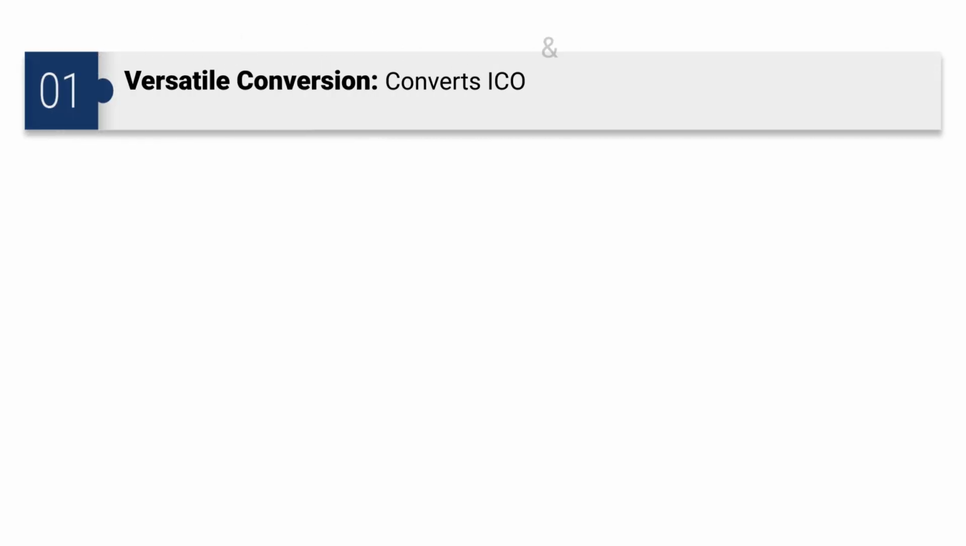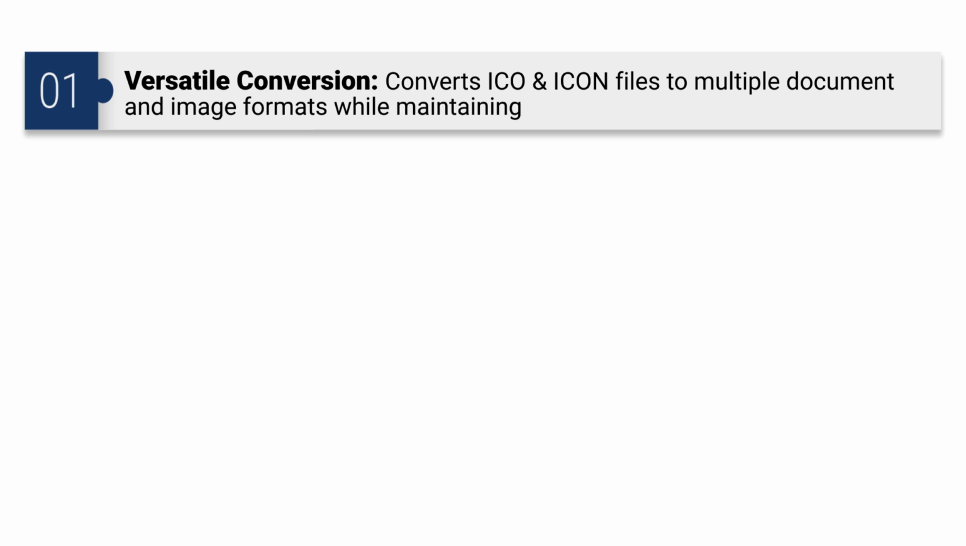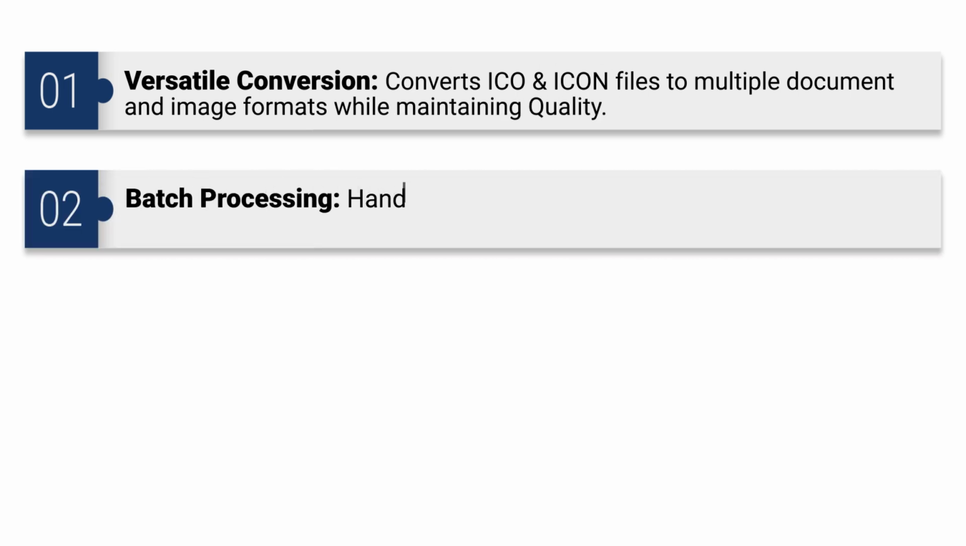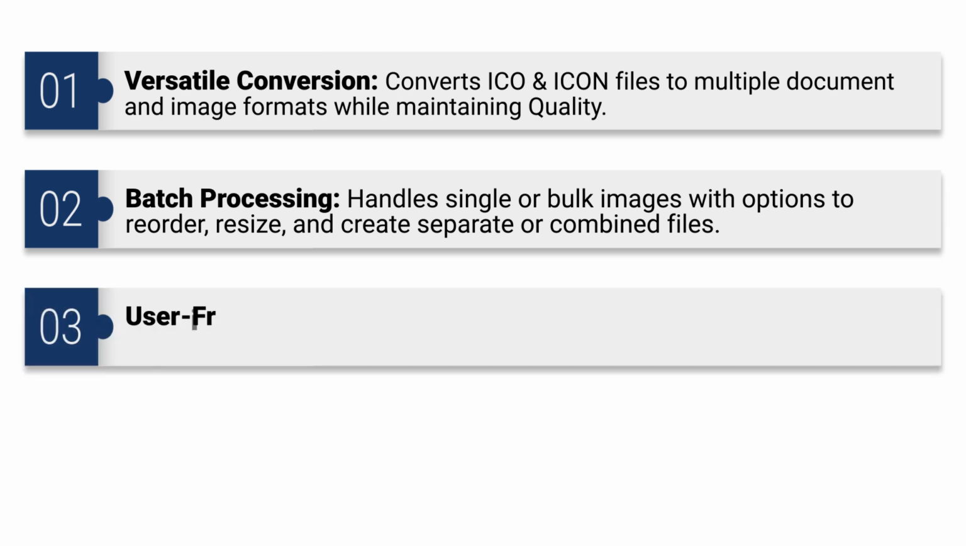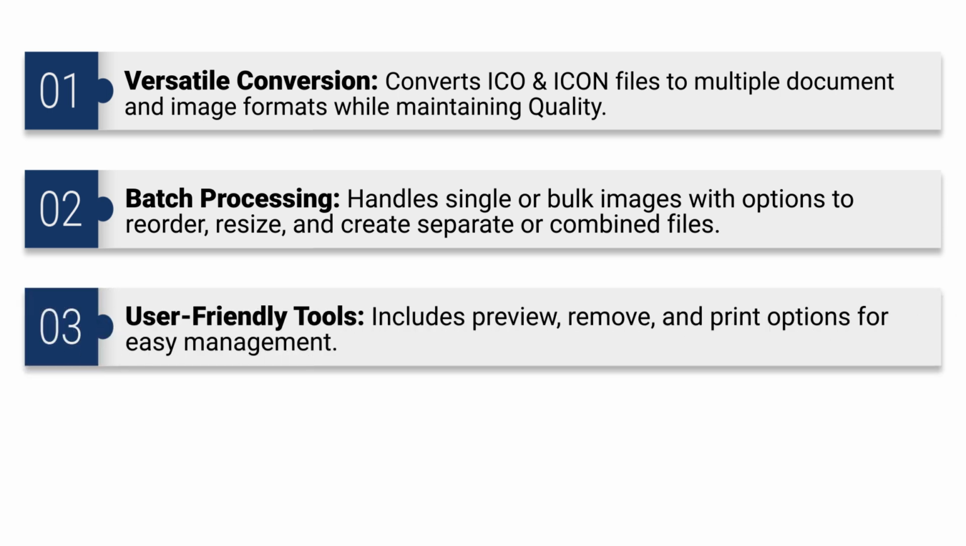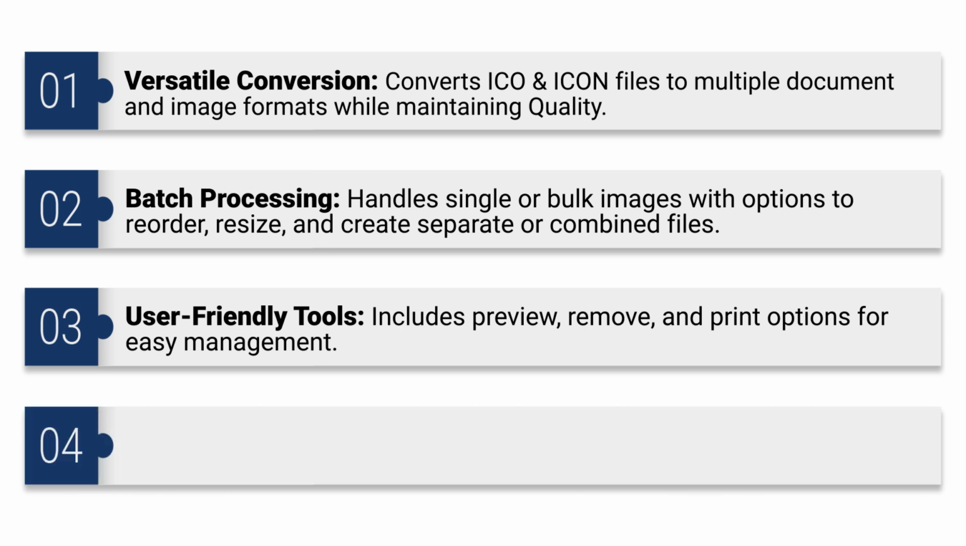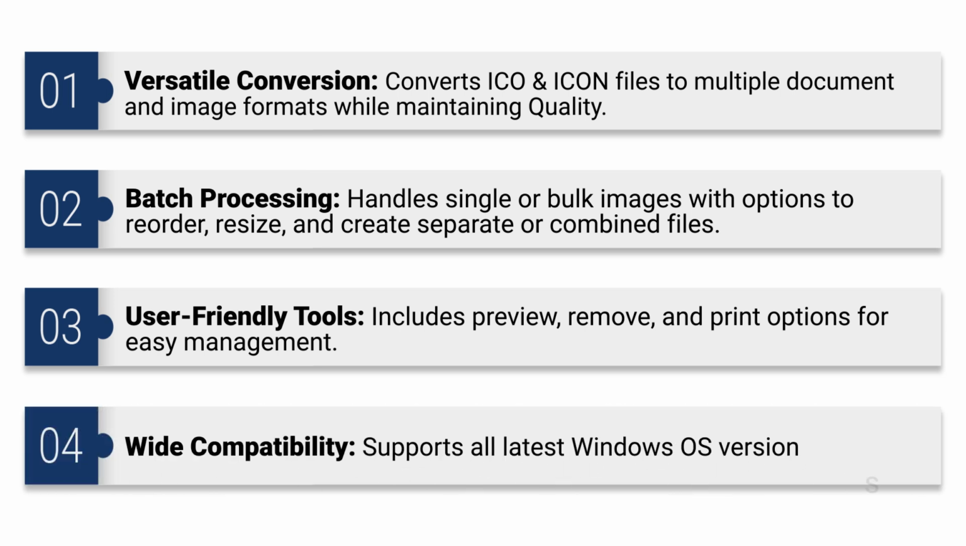Versatile conversion converts ICO and icon files to multiple document and image formats while maintaining quality. Batch processing handles single or bulk images with options to reorder, resize, and create separate or combined files. User-friendly tools includes preview, remove, and print options for easy management. Wide compatibility supports all latest Windows OS versions.